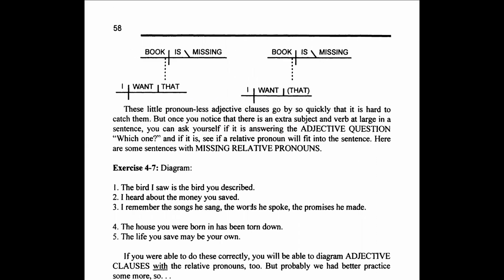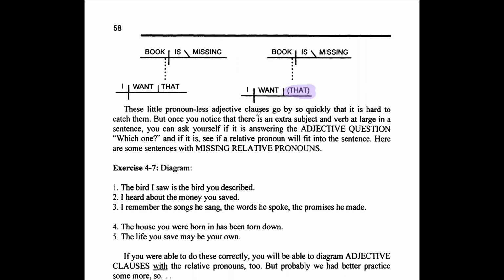So how are we going to diagram it? Pretty simple. Just like all implied words, we're going to put it in parentheses. So you'll have to figure out what the relative pronoun is. Remember, just think of the Venn diagram with that, with which, and all of those. So book is missing. I want that, right? That's the first one. The book I want is missing, or the book that I want is missing. So you're just going to put it in parentheses.